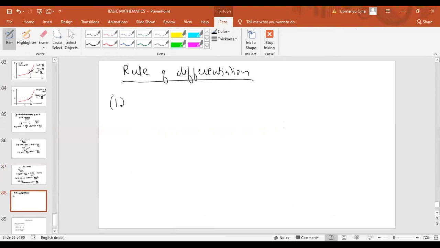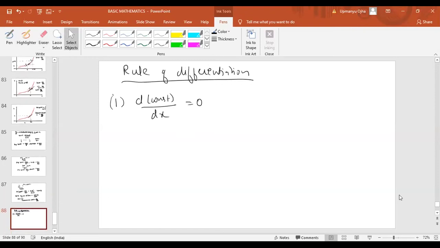The first rule of differentiation is that the derivative of a constant with respect to x is zero. Constant means, for example, differentiation of 2. 2 is a constant. 2, 3, 4, 5, 1.5, 1.3. For any constant c, the differentiation of the constant with respect to x will be 0. Now can anyone tell me why it is 0?